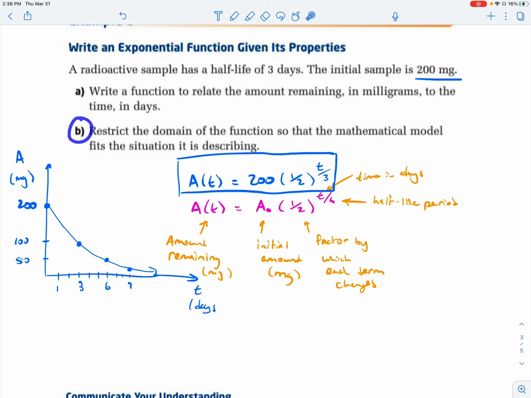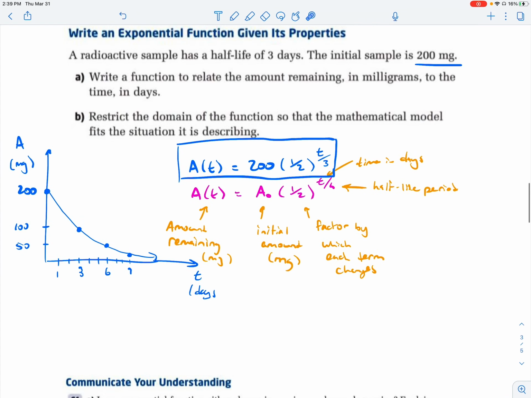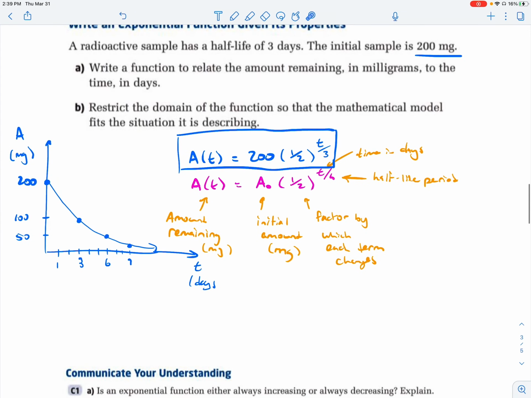Okay, let's look at part B. So restrict the domain of the function so that the mathematical model fits the situation it's describing. So restrict the domain. Well, for a half-life question, there's no sense in going back in time. We're kind of looking at just time greater than 0. And we can see this is just going to keep decaying. Okay, we don't need to put a limit on the time. We can just say greater than 0.